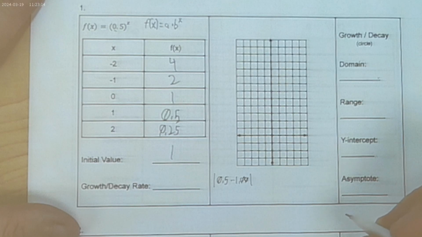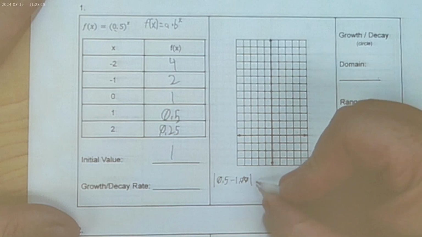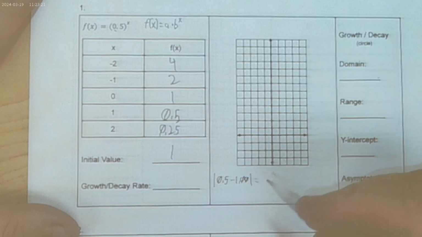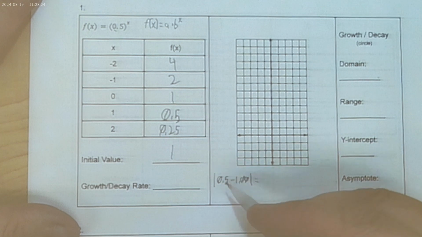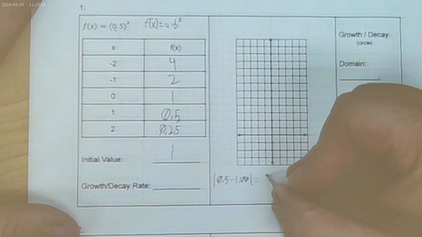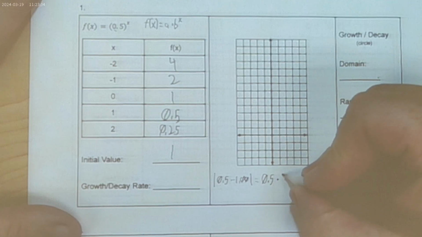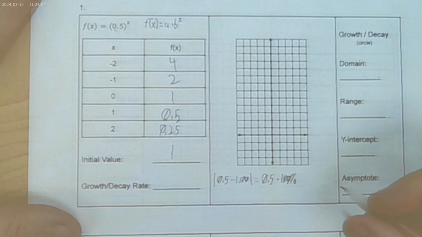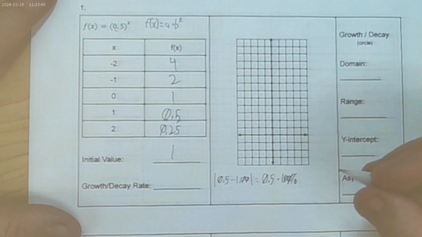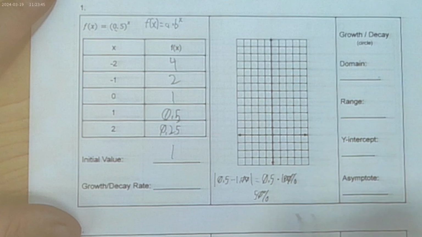Absolute value just means that whatever this is, positive or negative, the answer is going to be put out as positive. So if you use absolute value, it means that anything in here, even if it's negative, turns positive again. So that means the absolute value is going to be 0.5. Whatever that answer is, I'm going to multiply it by 100% in order to get the percentage. So that means I've got a growth or decay rate of 50%. 0.5 times 100% equals 50%.